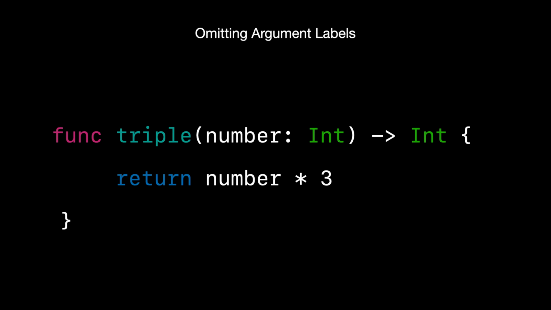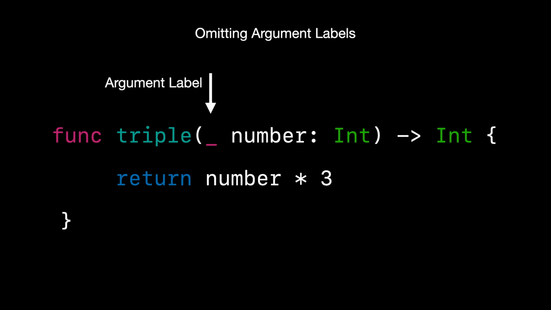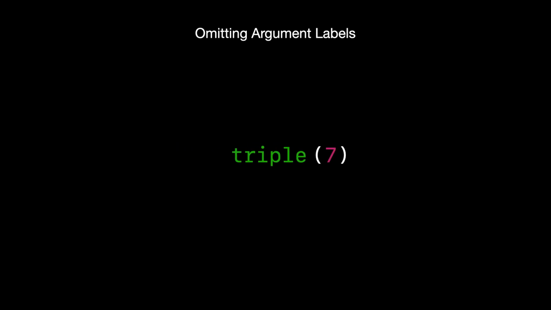Let's take another look at our triple function. When I call triple, I really don't want to use a label at all. Here's how we do that. We add an underscore before the parameter label. This means that when the function is called, an argument label won't have to be used at all. So now we can call triple just by writing triple and an integer between the parentheses with no label. And again, our function returns 21.